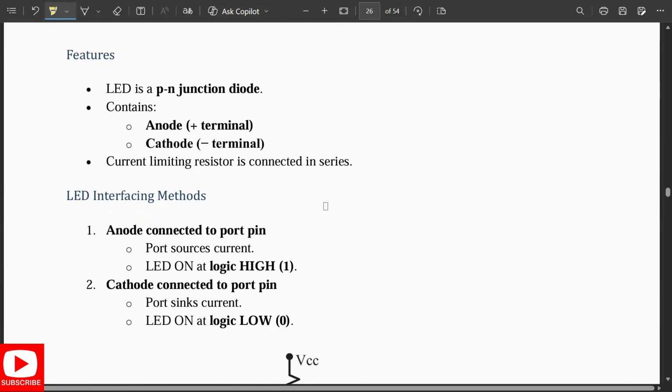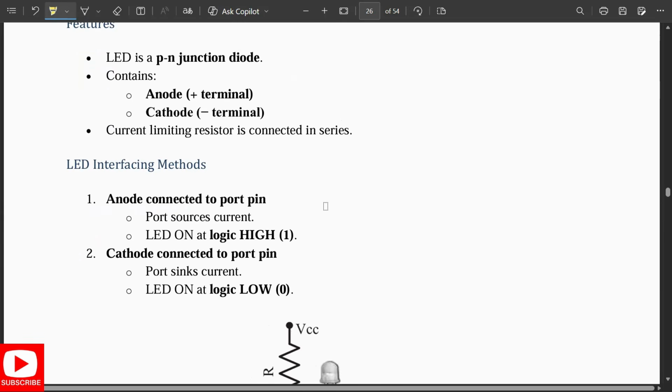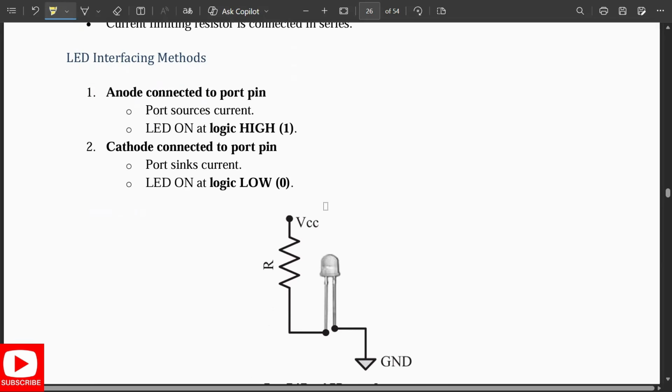This is just a PN junction diode that contains an anode, the positive terminal, and a cathode, the negative terminal. A current limiting resistor is connected in series to maintain the safety of the LED. Next comes the LED interfacing method. Here the anode is connected to the port pin, that is the port sources current, and the LED is on at logic high. When it is 1, the LED is turned on. If the cathode is connected to the port pin, the port sinks current, and the LED is on at logic 0. It depends on the two types of interfacing methods.